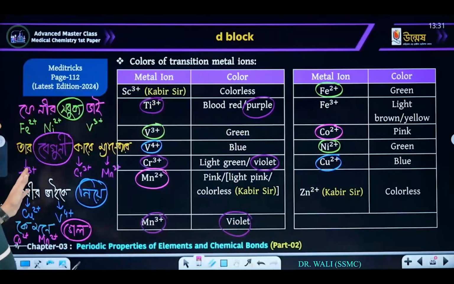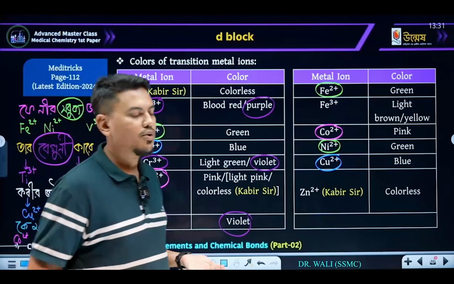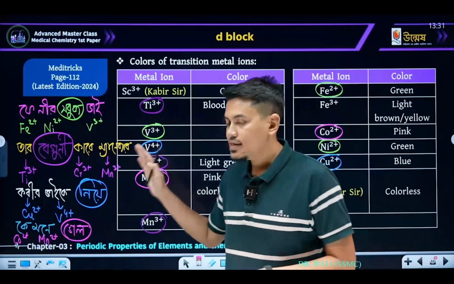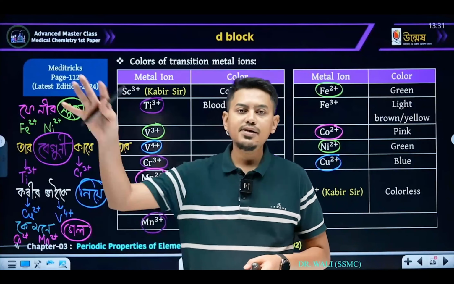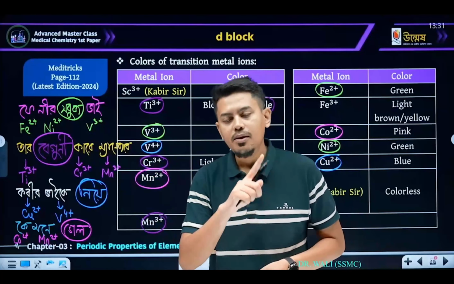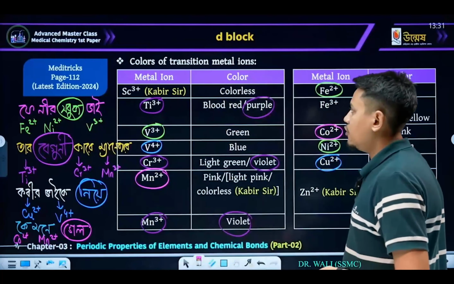Anyway, I think with this mnemonic you should try to write it down first, in the definite area of that book where all of the colors are written. There are some other colors of compounds, but you should only focus on the ions because these are more prone to admission test. Anyway, let's move on to our next slide.